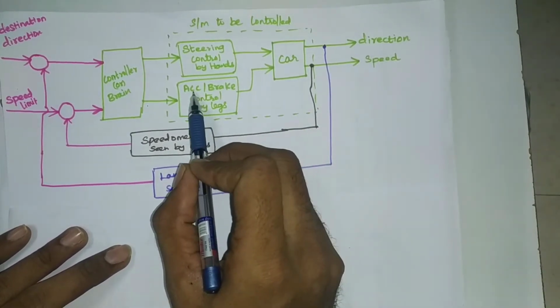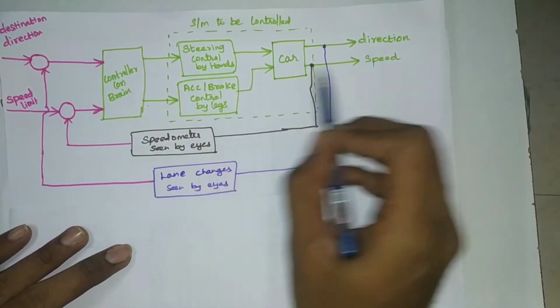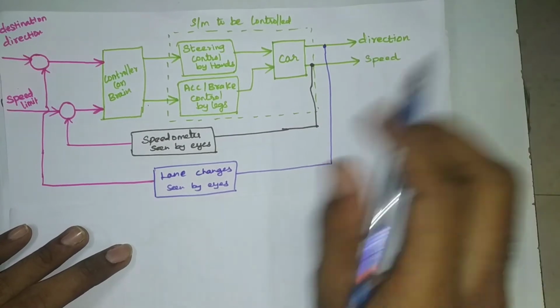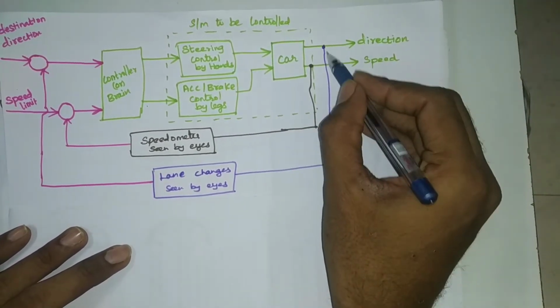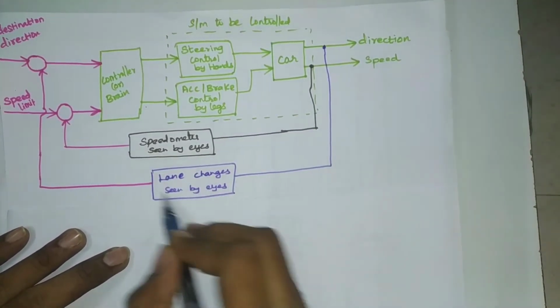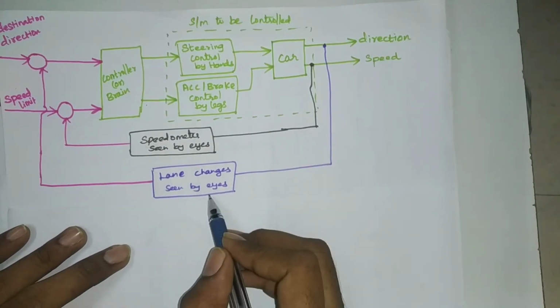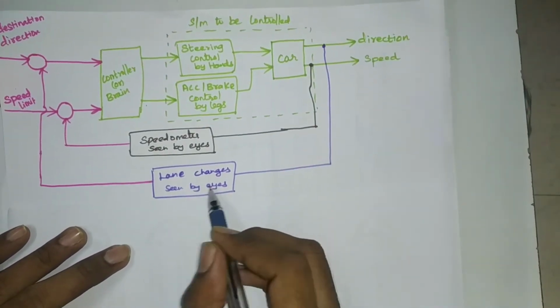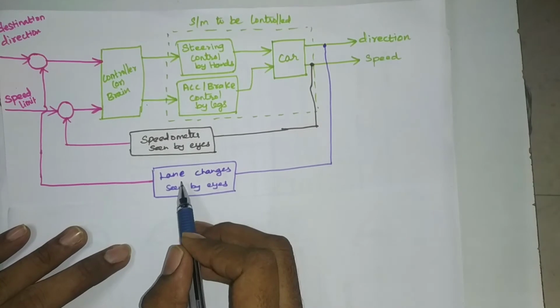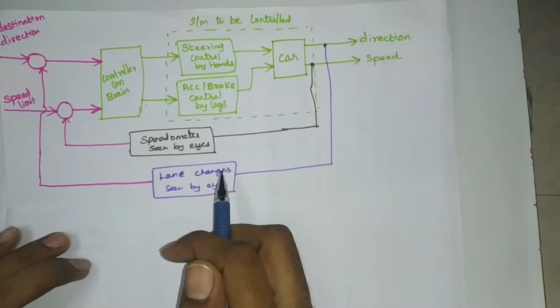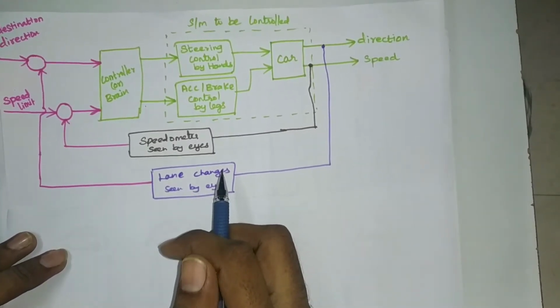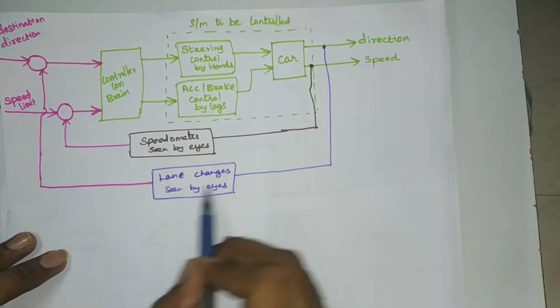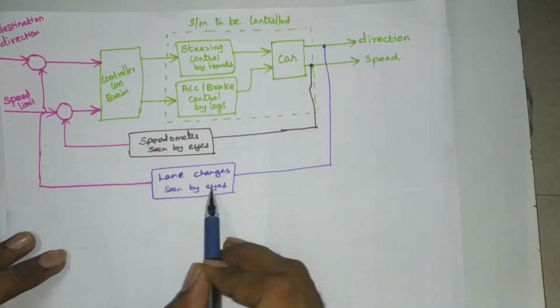If you are controlling the accelerator or brakes mechanism, the speed of the car will be changed. Directions can be seen by means of lane changes. It can be done by our eyes. Human eyes can see the lane changes or whatever diversions we are taking throughout the riding. So simply, we can say that lane changes can be seen by our eyes.